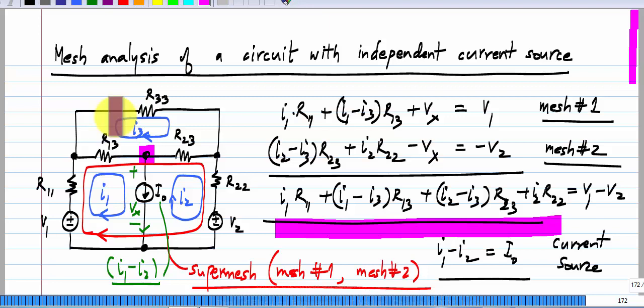currents and branch voltages. So when you have an independent current source, you form a super mesh, right? And by doing that you lose one mesh equation, but you have the constraint corresponding to the current source itself. That gives you another equation with which you can complete the set of equations required to solve for all the variables in the circuit.